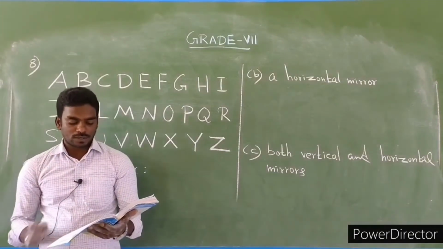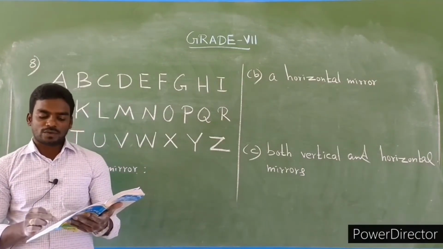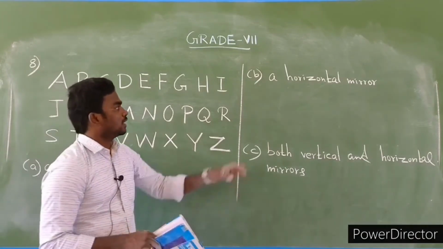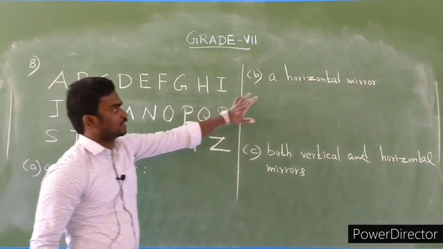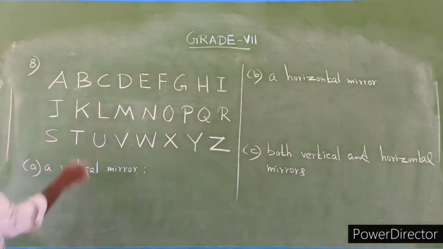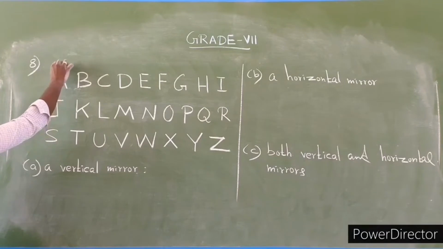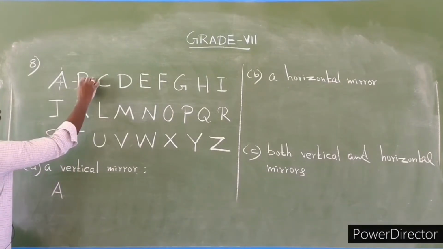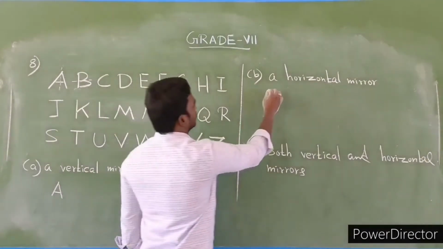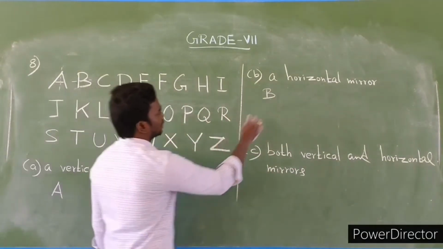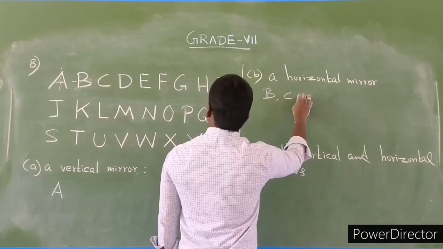So next, our eighth question. Which letters of the English alphabet have reflectional symmetry? That means symmetry related to mirror reflection about a vertical mirror, next a horizontal mirror, and next both vertical and horizontal mirrors. First, the letter A has a vertical mirror. B has a horizontal mirror. Then C is also a horizontal mirror.